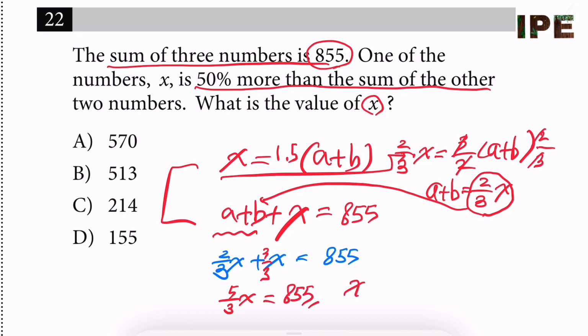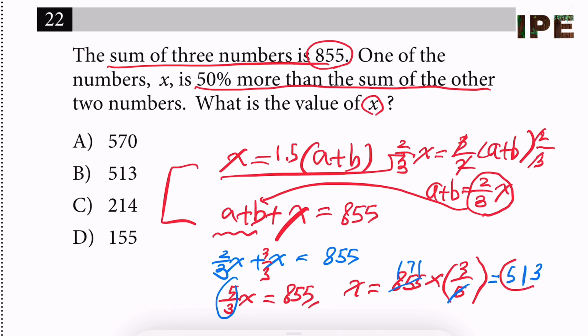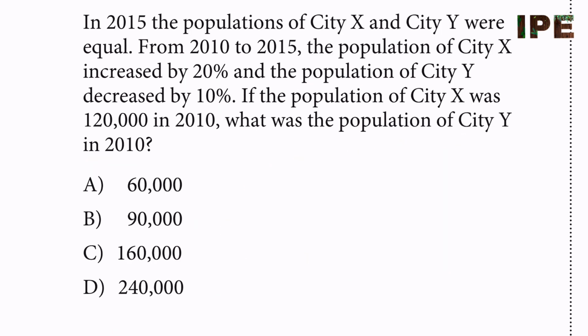So what does x equal? 855 times the reciprocal of this fraction, which is 3 over 5. And then 5 and this number cancel out. 5 times 1, and then 7, 1. Okay, 7 times 3 is equal to 513. So the final answer is 513, B.